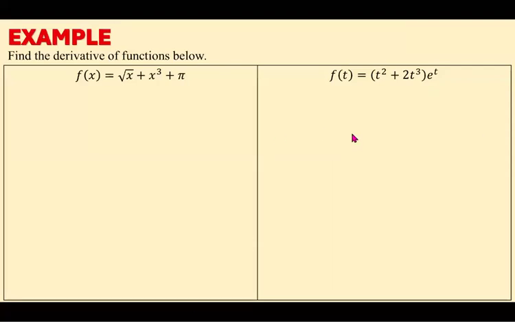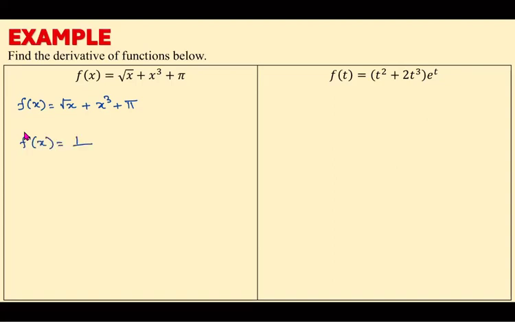First two examples, I would say. So let's see, the first function is f of x equal to, let me write it down. Okay, so here we have f of x equal to square root of x plus x cubed plus pi. So we want to find the derivative f prime x.